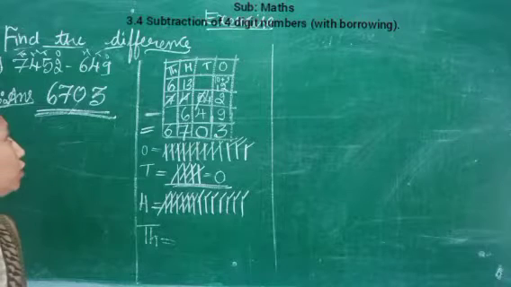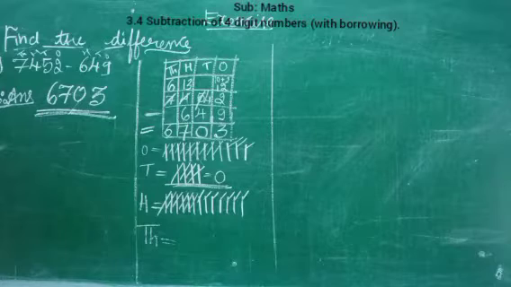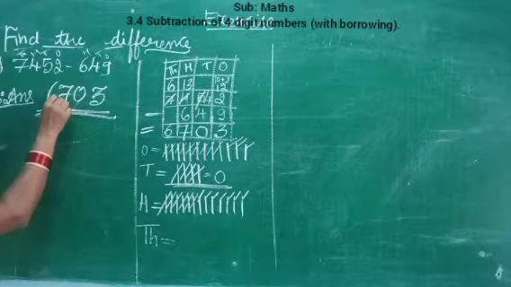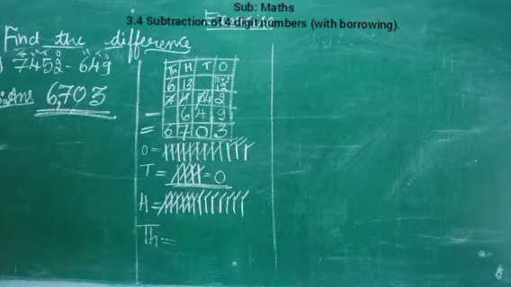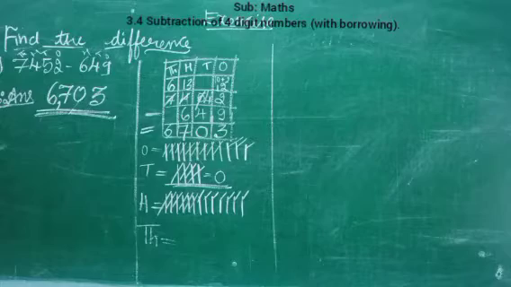Okay children, what is the answer comes? 7452 minus 649, it comes the 6703 children. I hope you understand better. Okay children, I will show you another example for you.